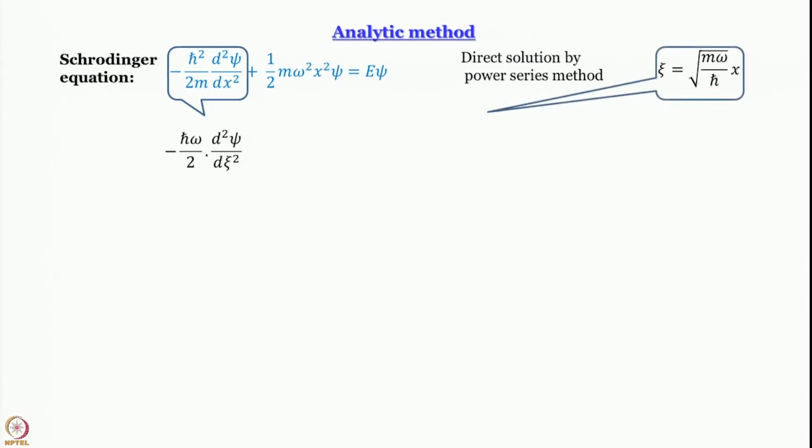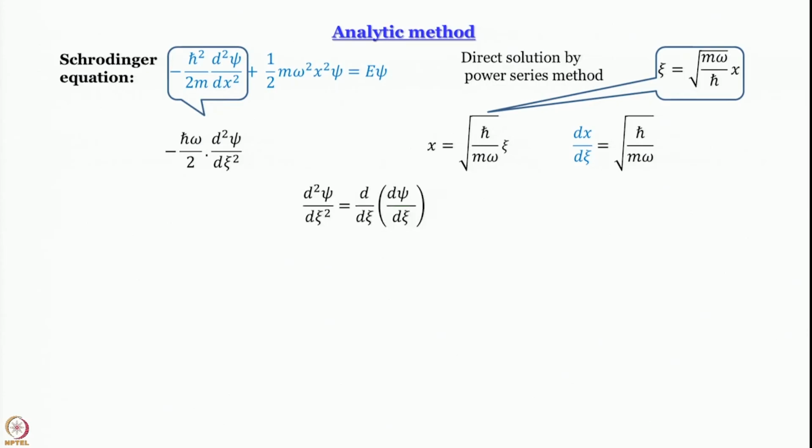Since xi is equal to root over m omega by h cross multiplied by x, as we have defined it, let us make x the subject of the formula. So x is root over h cross divided by m omega, multiplied by xi. The first thing to do is to differentiate x with respect to xi. So dx d xi is a constant, the square root of h cross by m omega, that is fairly straightforward.